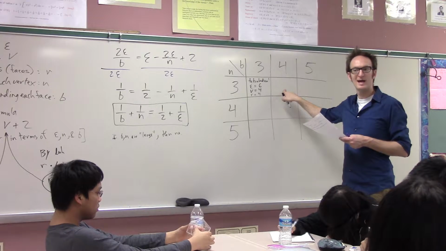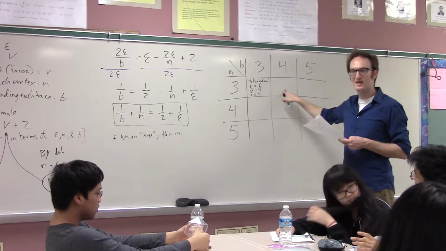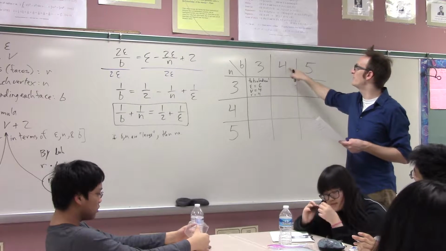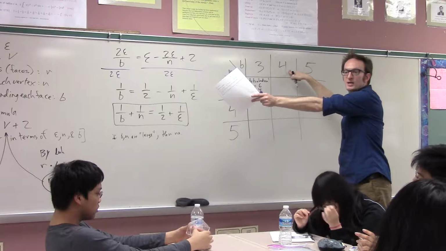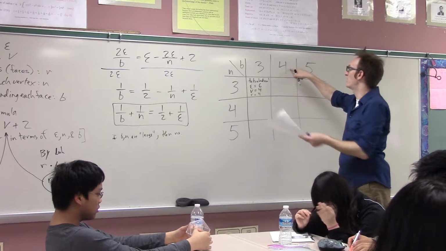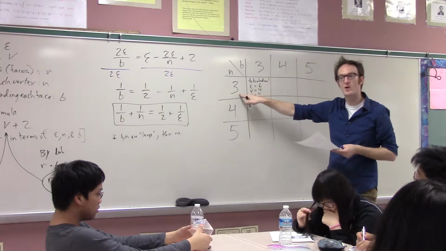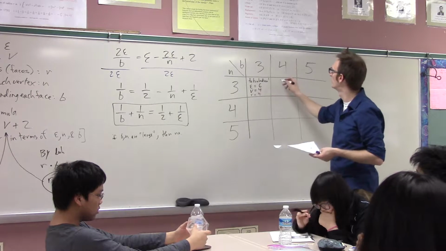Wait, N is 3, B is 4. If B is 4, the number of edges bounding each face is 4. In other words, squares, and 3 squares meeting at each vertex. This is the cube.